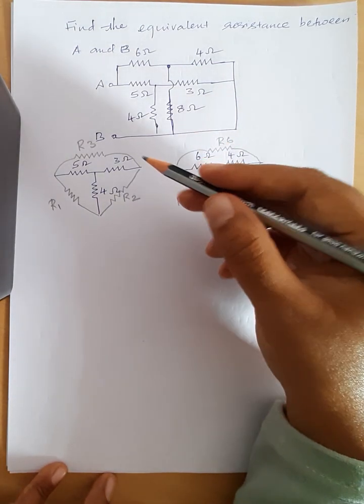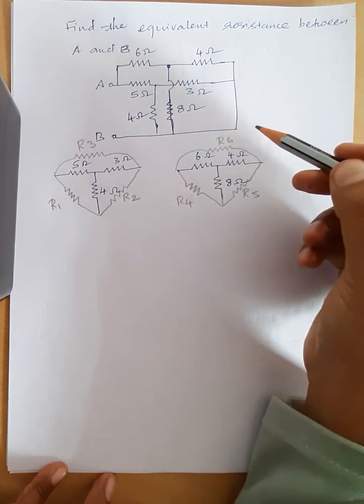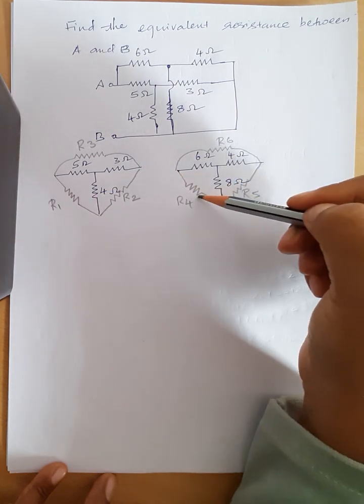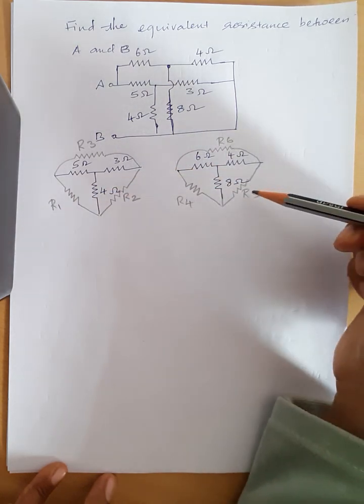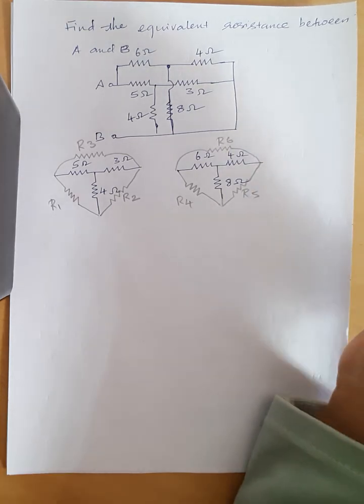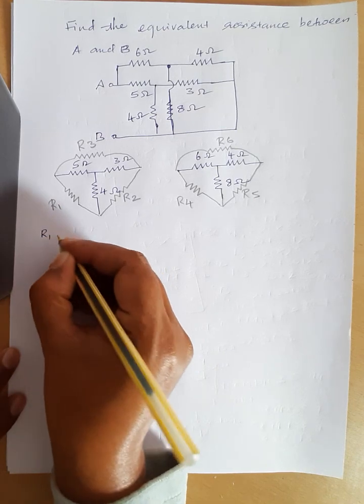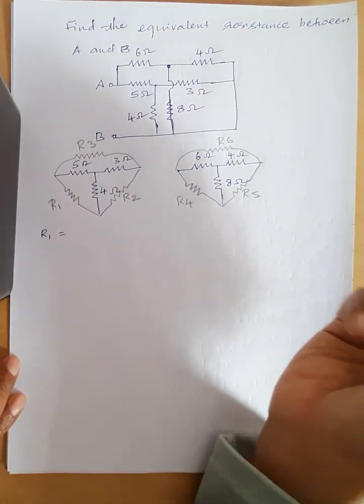When you replace these two circuits back, R3 and R6 will be in parallel, R1 and R4 will be in parallel, R2 and R5 will be in parallel. Now by using star to delta transformation, first we shall find out the values of R1, R2 and R3.